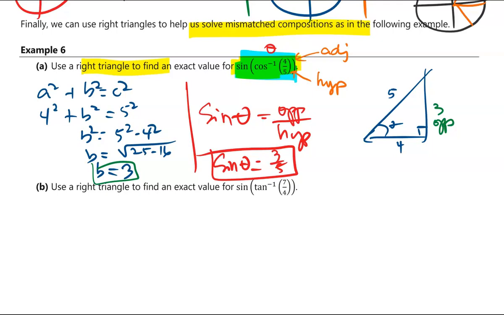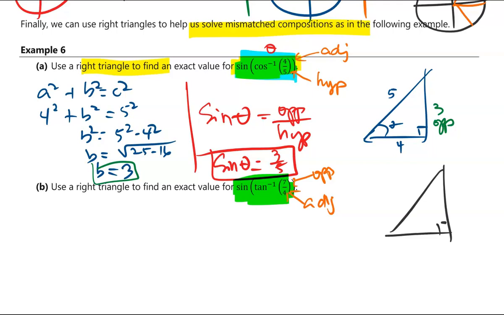Letter B. Use the right triangle to find the exact value of sine of inverse tangent of 7 over 4. So tangent, what do we know about tangent from SOHCAHTOA? This is the opposite side and 4 is the adjacent side. So let's use another right triangle here, and if this is our angle, opposite is 7 and adjacent is 4.